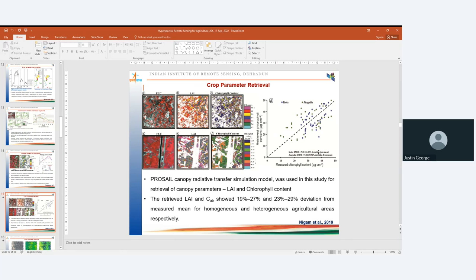Here you can see these are the measured chlorophyll content and the content retrieved using the model. There is a good correlation. From a spatial point of view, it's more than sufficient. I will not say it is sufficient, but there is still scope for improvement also. Here you can see this is a false color composite. This is the LAI for this particular area, and this is the chlorophyll content of the particular area.